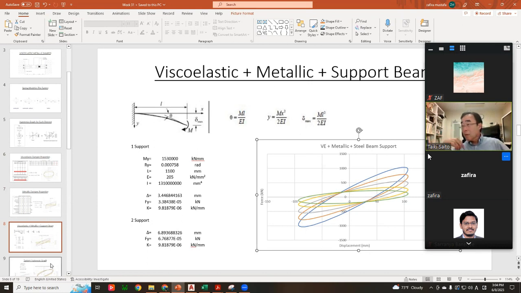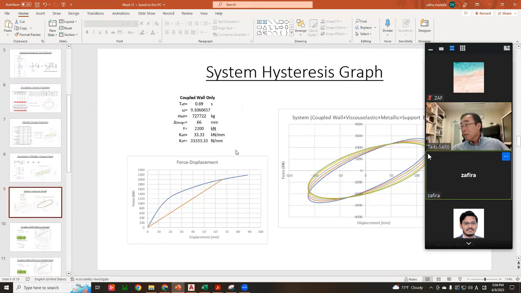Okay. And then here, from this couple wall only, in Stera 3D, I only push the drift for the couple wall only, without any beam or damper. So here is the capacity curve, and I can get the stiffness from here. And from the stiffness, I can add it into the system. And this is the overall hysteresis system.